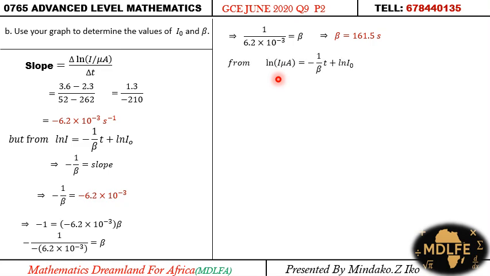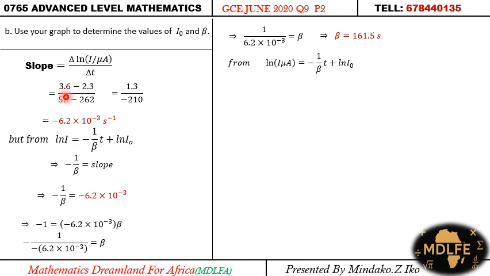From this linearized equation, we can choose 2 points that we use to calculate the slope. Let me say I can choose 3.6 and 5.2, because these two values were in the same position. So if I choose these two values, I can conveniently calculate my I naught. If this is my ln I in microamperes, I will use this value here.